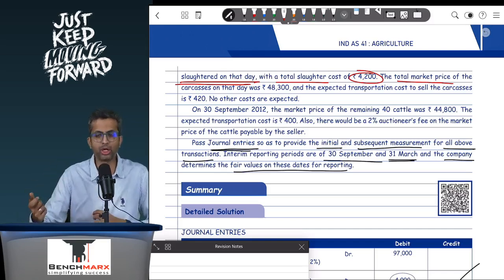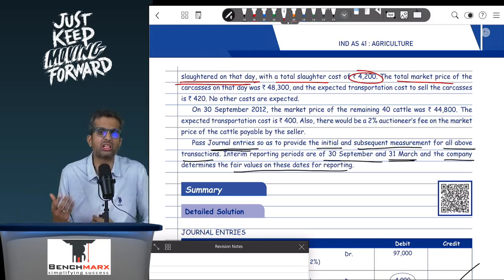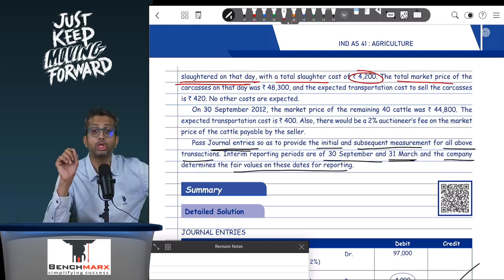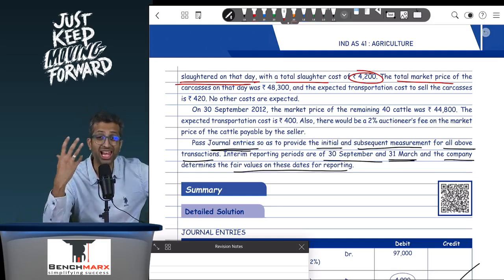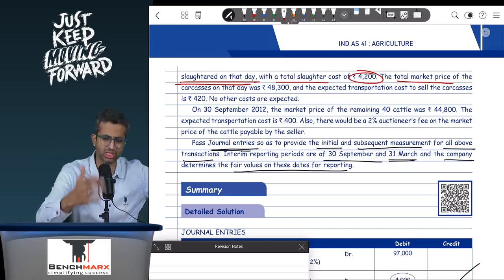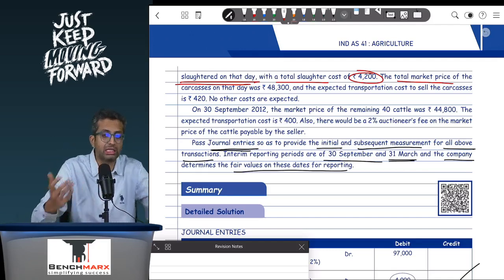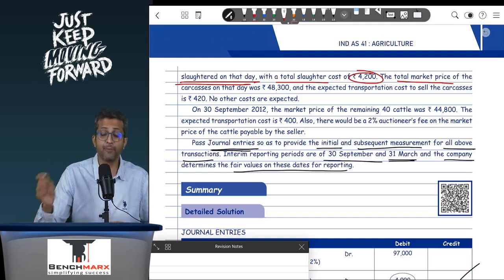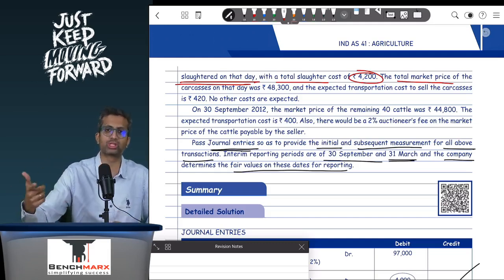Now at the point of harvest, this is like an agricultural produce. Your biological asset is slaughtered, life processes end. So at the point of harvest, you will measure the produce. Produce is the carcass. Remember, the biological asset, the live asset, was the cow. You slaughter it, you incur certain cost, and it's like the dead cattle, and the dead cattle is called a carcass. That becomes your inventory, which you are going to sell in the ordinary course of business.